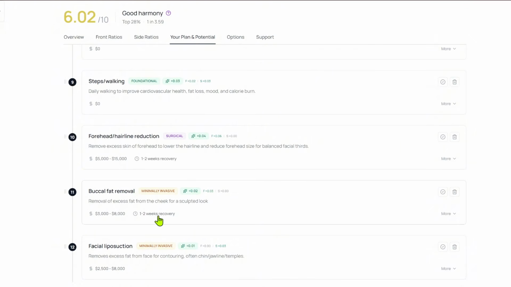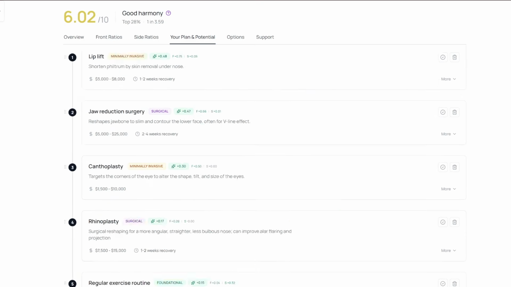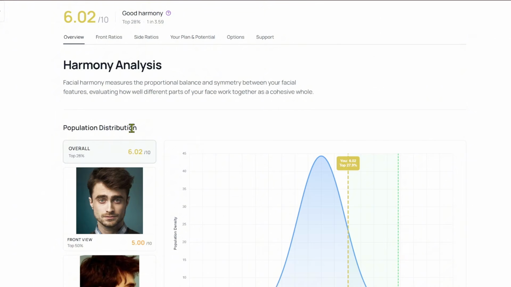His buccal fat removal is another one. This is minimally invasive. It removes the buccal fat from the inside of the cheeks. Removal of excess fat from the cheek for a sculpted look. Facial liposuction is the final one. It removes excess fat from the face for contouring, often chin, jawline, and temples. So there you go, guys. This is how attractive Daniel Radcliffe really is with his full harmony mapped out.